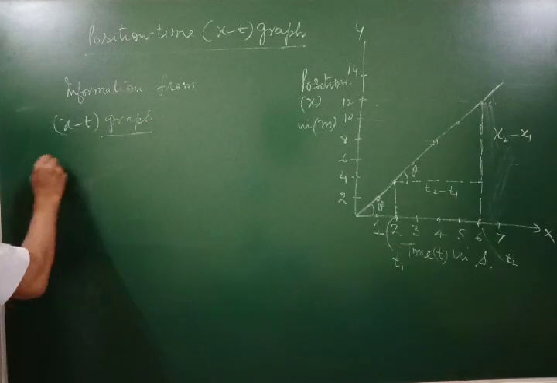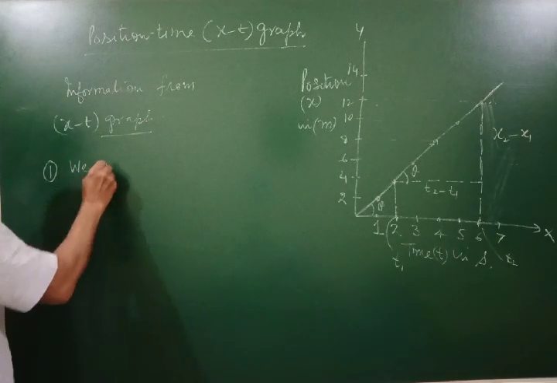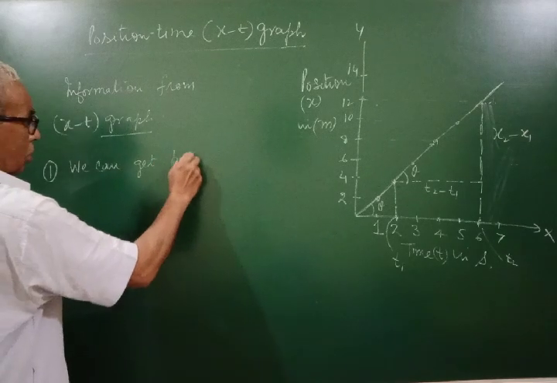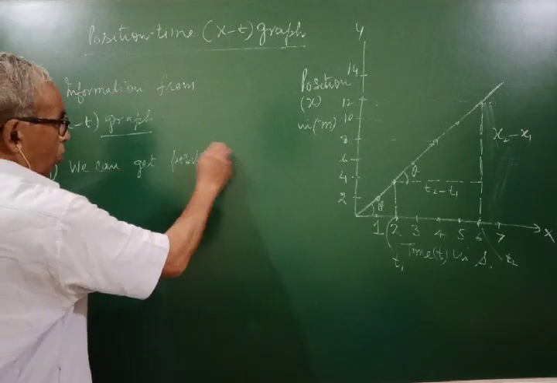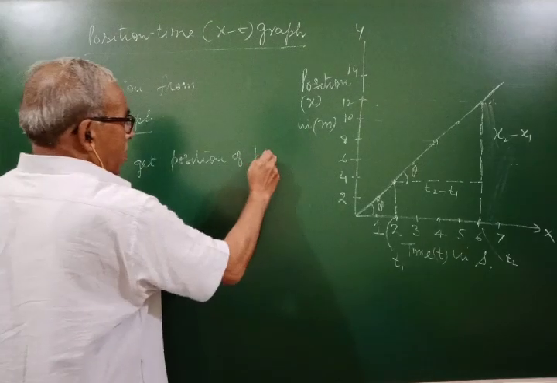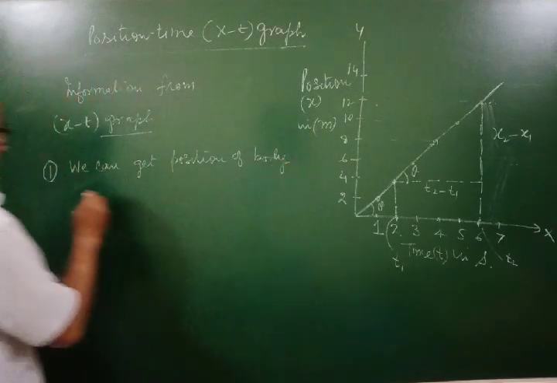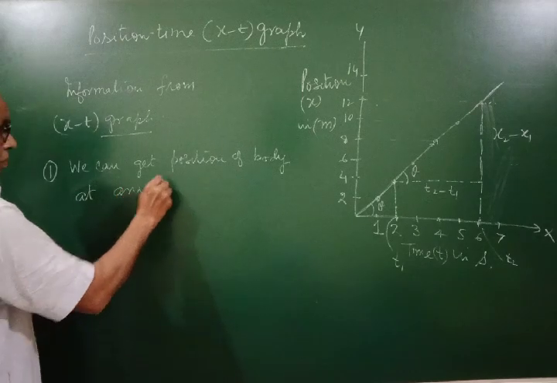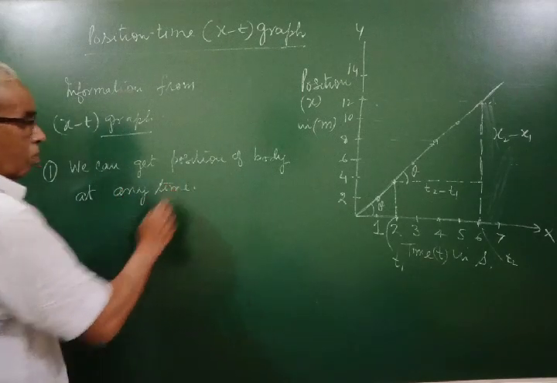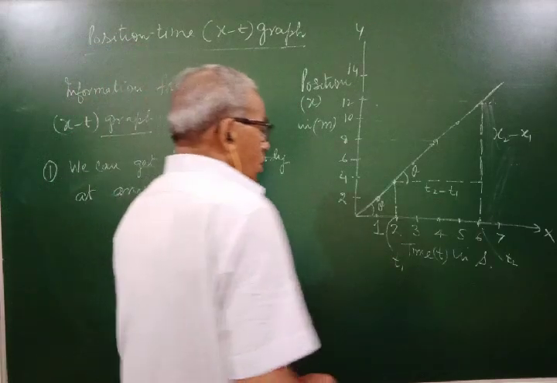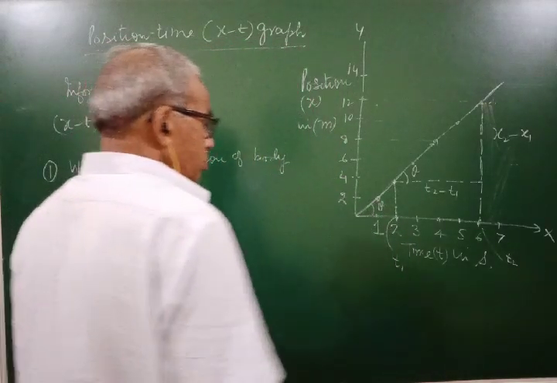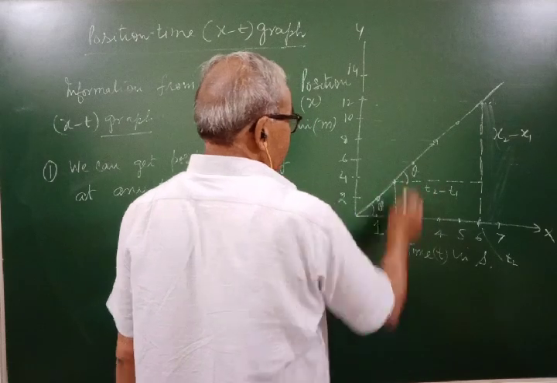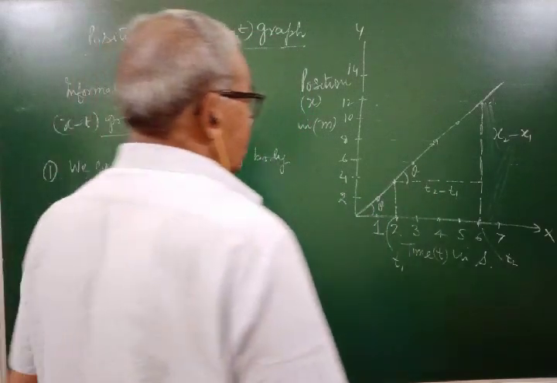Number 1, we can get the position of the body at any time. For example, here I told you at 3 seconds, the body is 6 meter away from the starting point, like that.